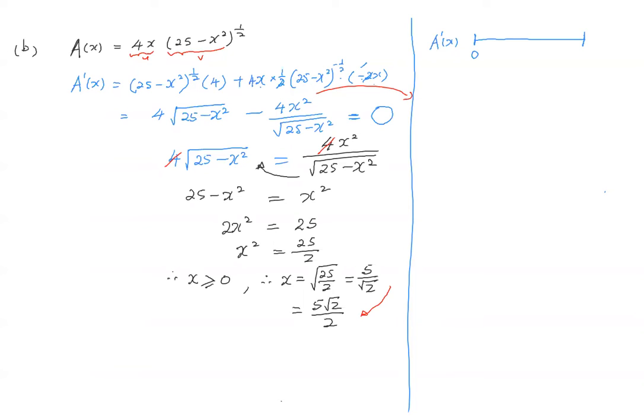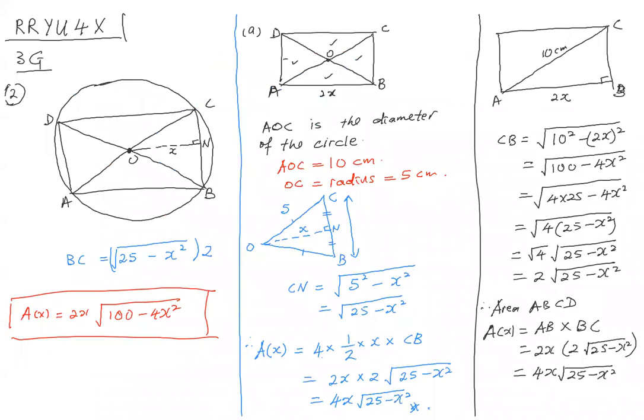Is there an upper limit? May I know what it is? 4. Okay, you say 4. Let's go back to this diagram. You see, this is 5, correct?